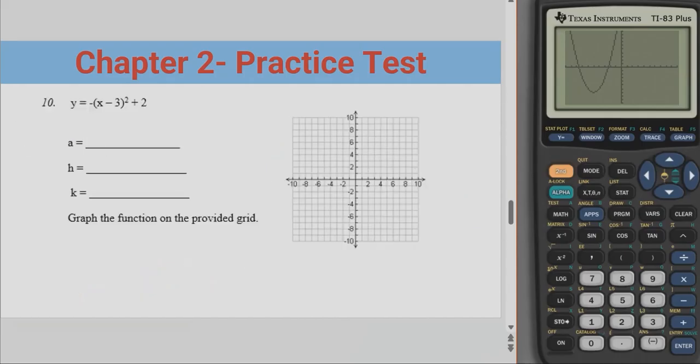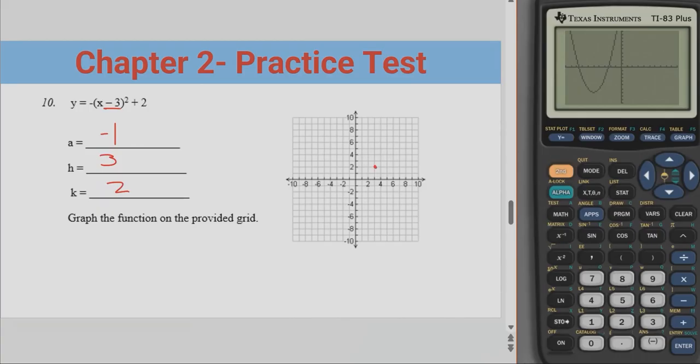Number 10, same thing. A, h and k. I have that negative out in front, so I'm going to have an a value of just -1. That's going to flip my graph, make it a frowny parabola. And then h is opposite of what I see. I see a -3, so my h is going to be +3, and my k value is going to just be 2. I don't need that plus, so let's get that out of there. So I have a vertex then at 3, 2.